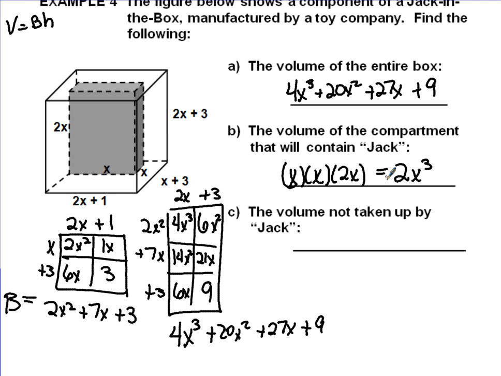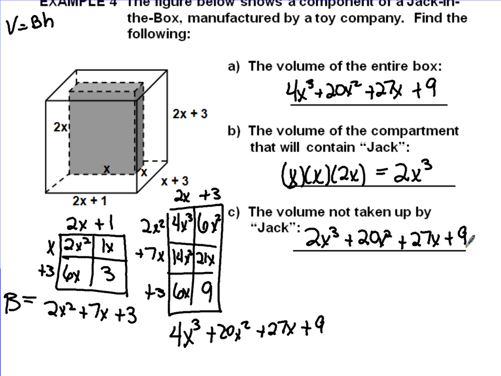Now to find the volume that is left over that Jack isn't filling up, all the rest of the space, we're just going to subtract the two. If I take the total volume and I subtract Jack's volume, that will leave what's left. So I could line these up. 4x cubed and 2x cubed, if we subtract them, we get 2x cubed left over. Now I just have to put the rest of this equation. Plus 20x squared plus 27x plus 9.